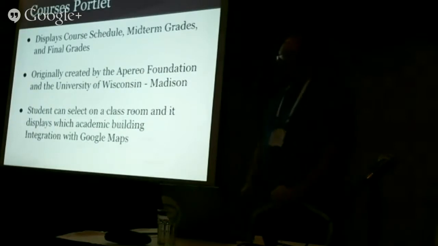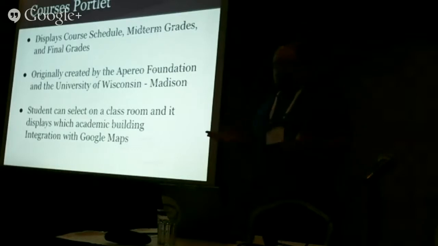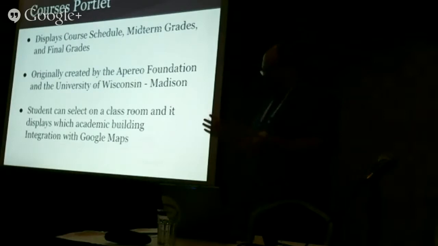Now, the courses Portlet has course data, and midterm data, and final grades data. It was originally created from UW-Madison. The student can click on it in a classroom, and it displays what academic building it is being in on Google Maps.